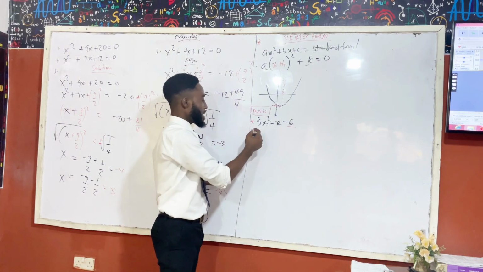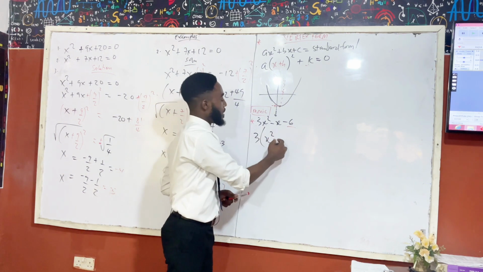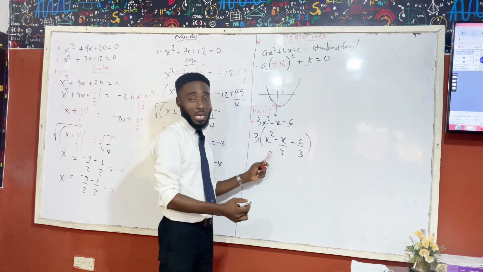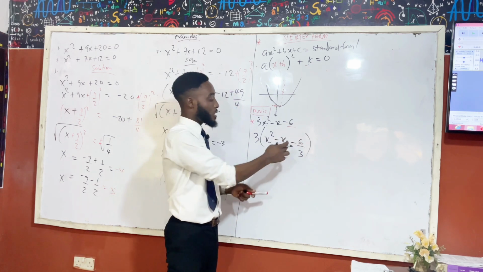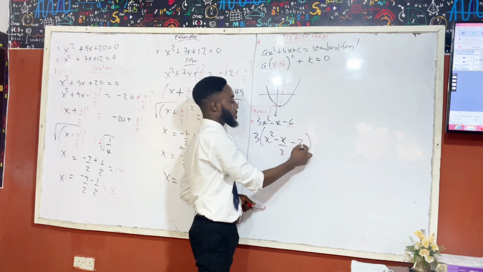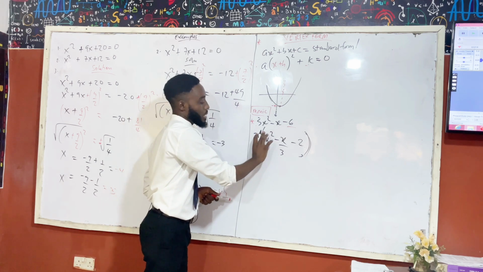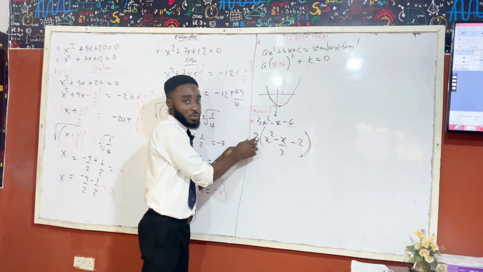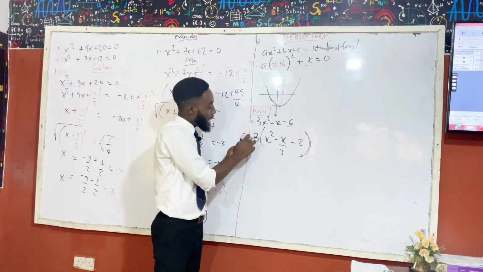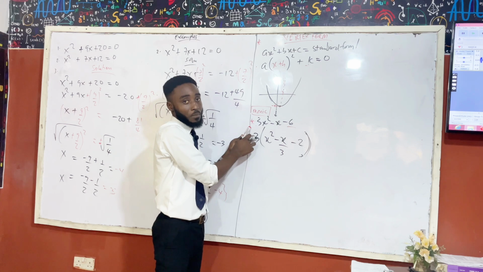I'll have 3 outside, bracket x squared, watch here, minus x over 3, minus 6 all over 3. I can simplify something here, right? This will be minus 2. Okay. Now, at least I've put the 3 outside here so that I can just see these terms and complete the square here. When I'm done, I'll relate it with the 3. So that's the first thing to do.